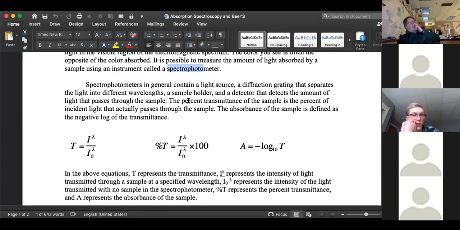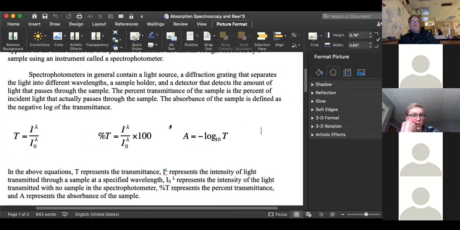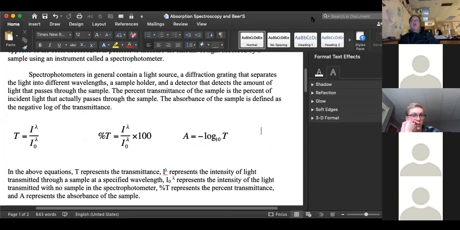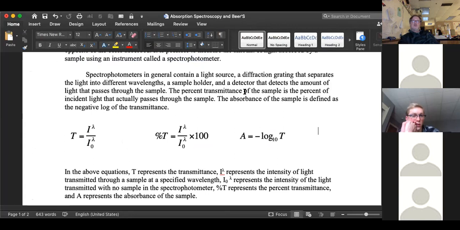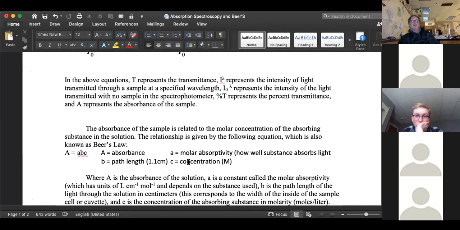The amount, or percent transmittance, is the amount of light that gets through. The absorbance can be found by taking the negative log of that transmittance. Luckily for us, the actual machine does that for us, right? We can press a button and it will give us the absorbance.